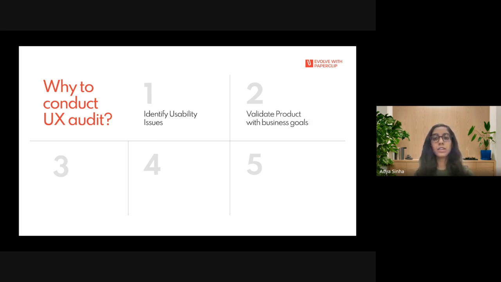Another reason could be that a UX audit always helps in validating if the product aligns with business goals or not. And it also allows us to assess whether the user experience is optimized for meeting the key performance indicators like conversion rate or user engagement or user intent as well. And another reason could be that through a UX audit, we can pinpoint some of the areas where users may be feeling frustrated or confused in the user journey, or where the user journeys lack flexibility or intuitiveness.